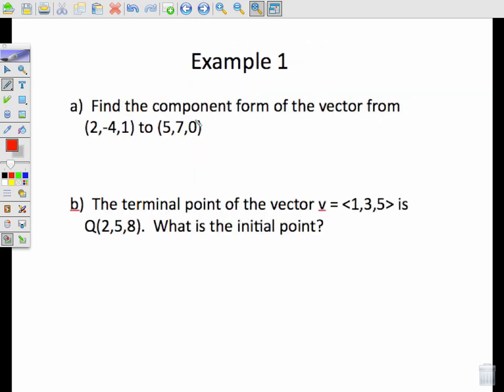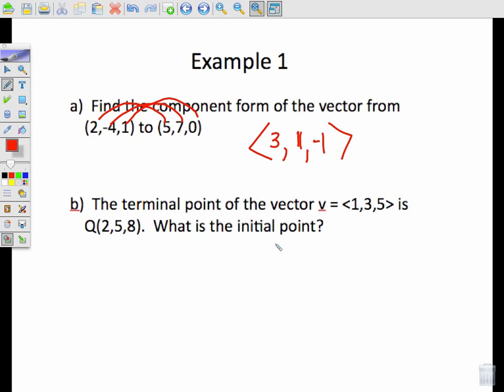Let's try this. The component form of this vector from 2, negative 4, 1 to 5, 7, 0. So component form would be 5 minus 2, 3, 7 minus negative 4, 11, 0 minus 1, negative 1. Oops. There you go.